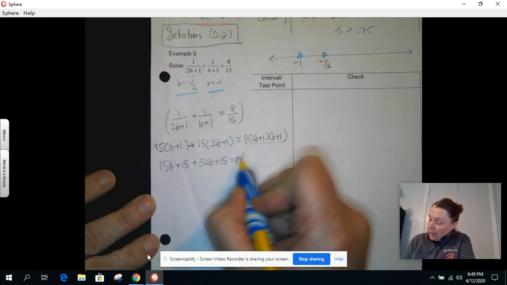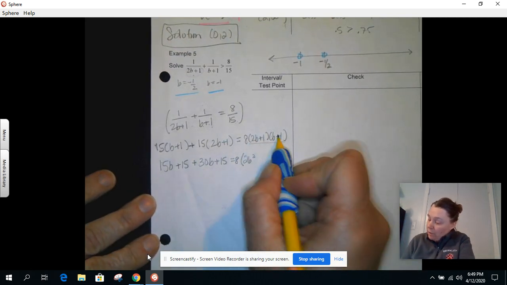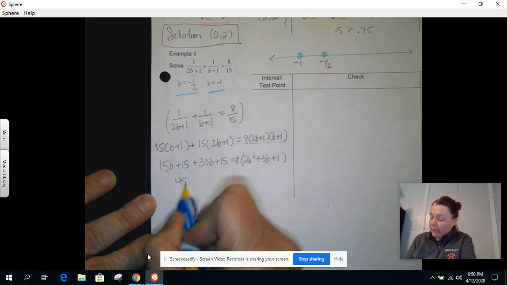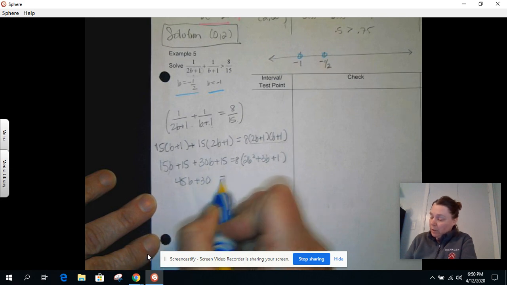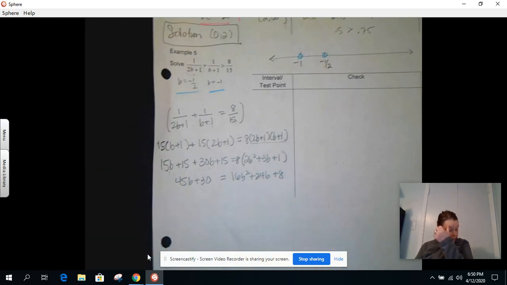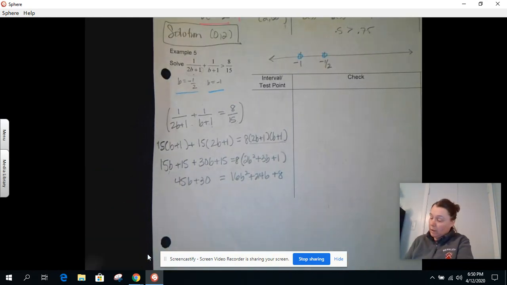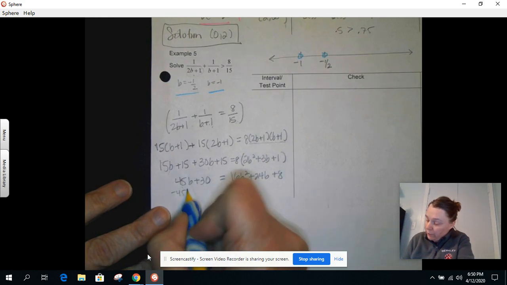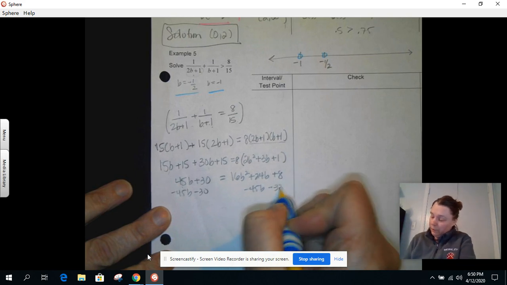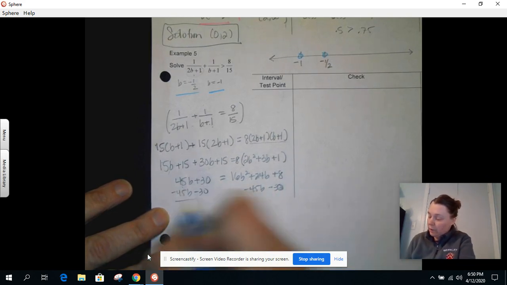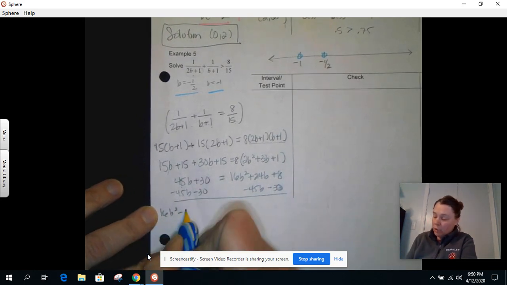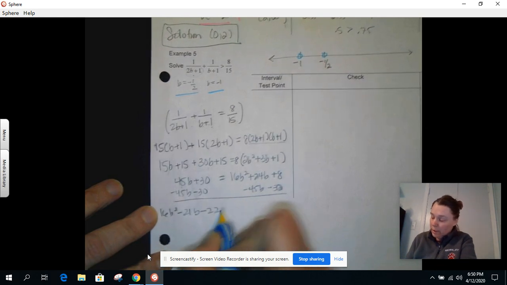Okay, so if I multiply these together, it would be 2b squared, that'd be 1b, that'd be plus 3b plus 1. Over here, this is 45b plus 30 equals, this would be 16b squared plus 24b plus 8. And then I'm going to move these over. Oops, 30. And then I'm going to write my answer over here. So I'd have 16b squared minus 21b minus 22 equals 0.